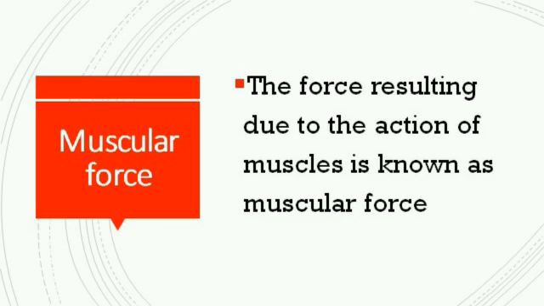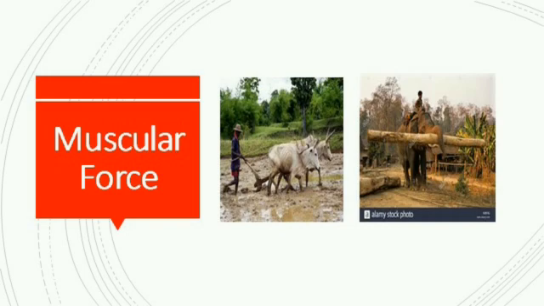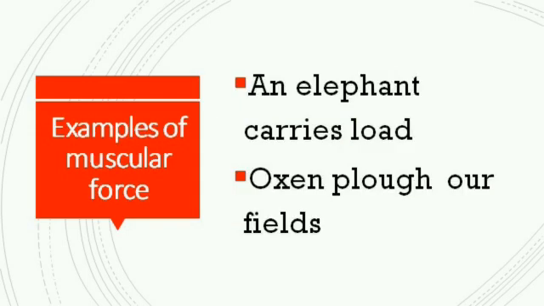We use muscular force during walking, running, pulling, lifting certain objects and pushing. In all these activities, we use muscular force. Only human beings have this muscular force? No, not only human beings but also animals. Animals like elephants and bullocks perform various tasks such as carrying heavy loads or logs, plowing the field, and pulling carts. These animals also use their muscular force while doing work.